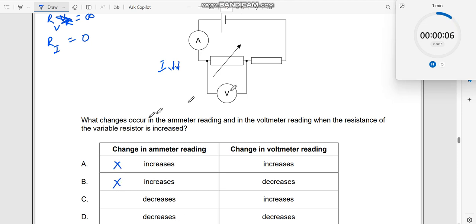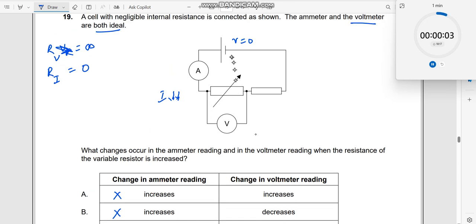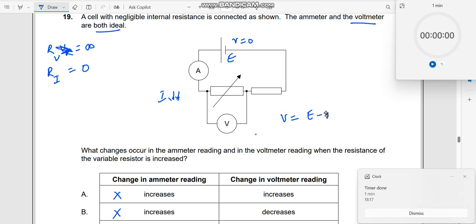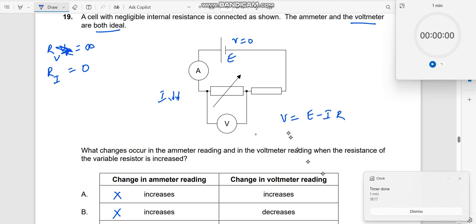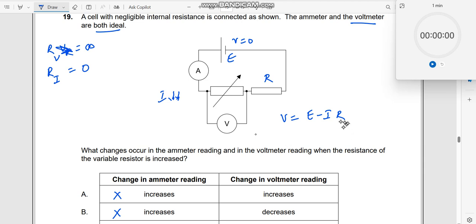And then what will happen to the voltmeter reading? How do you define the voltmeter reading? If this is E over here, the voltmeter reading can be written as V equal to E minus I into R. Let us say, for example, E is 5 over here, and the IR product was 3, so you get the value of V as 2 volt. Let us say the current I was 3 amperes, and this is 3R.